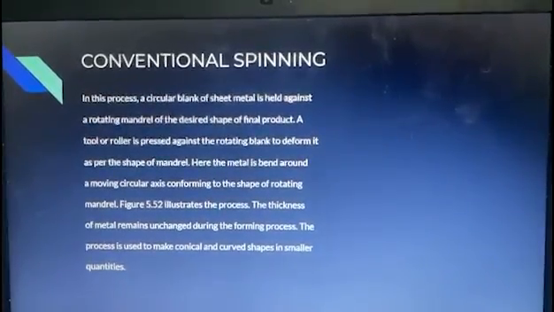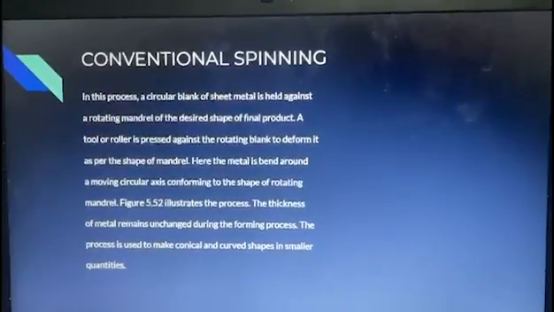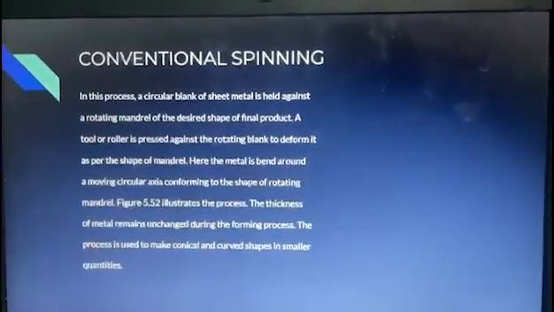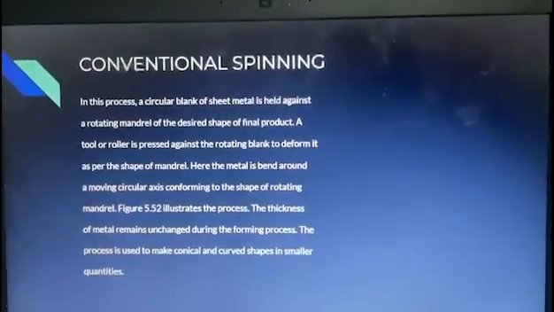Figure illustrates the process. The thickness of the metal remains unchanged during the forming process. The process is used to make conical and curved shapes in smaller quantities.